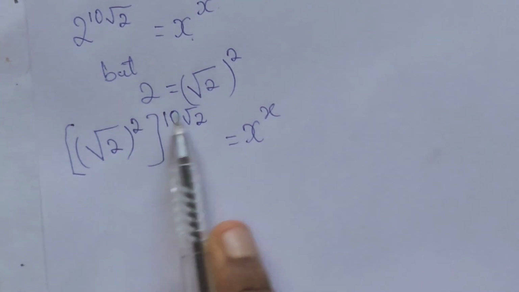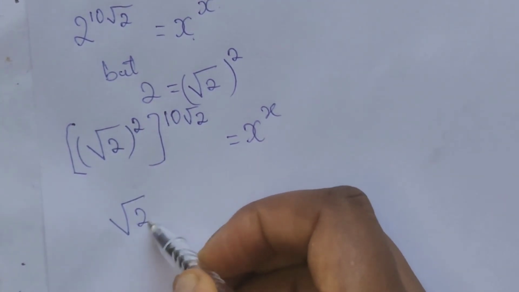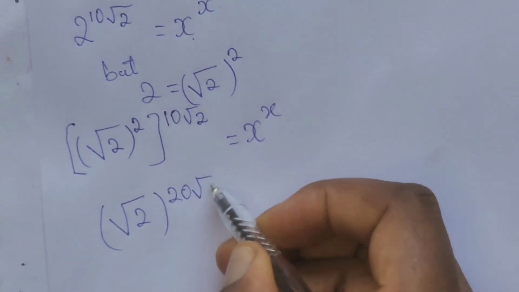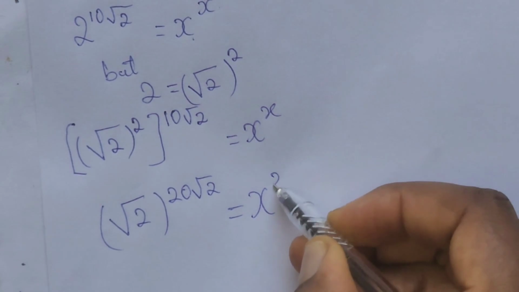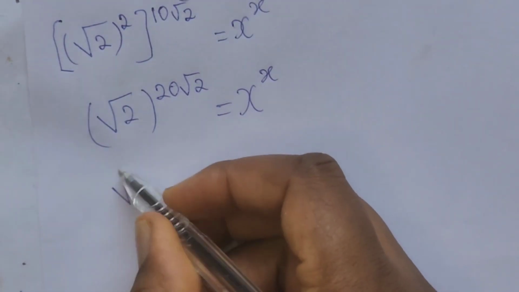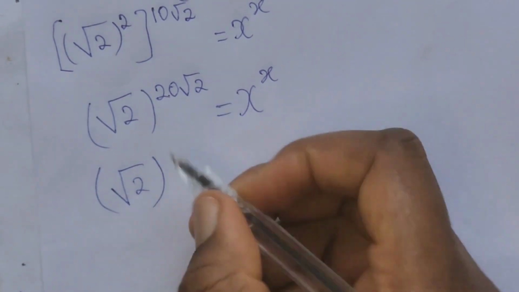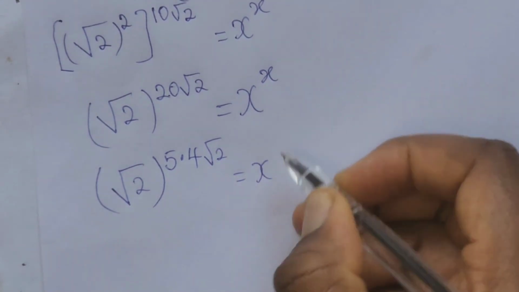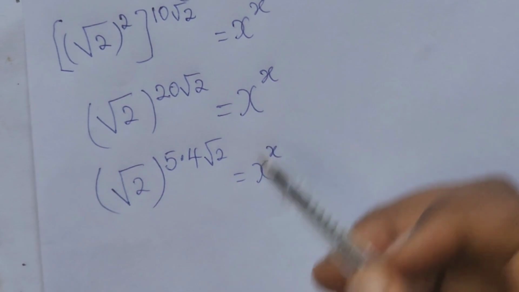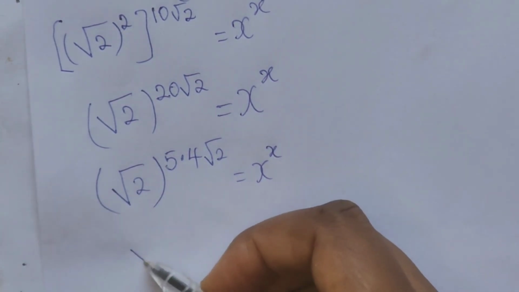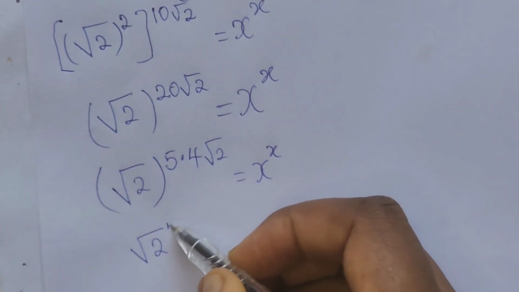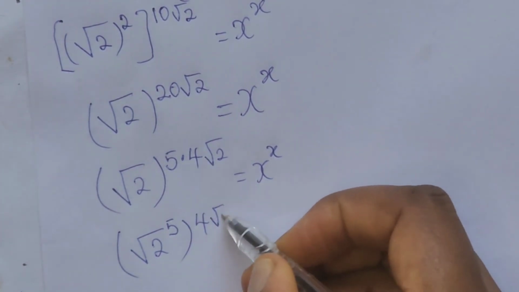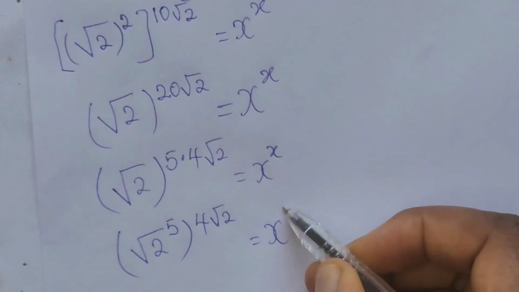So from here we can multiply the powers to have the square root of 2 further raised to the power of 2 times 10, which is 20 root 2, equal to x to the power of x. We can split the 20 to be 5 times 4, and we have root 2 to the power of 5 further raised to the power of 4 root 2, which is equal to x to the power of x.